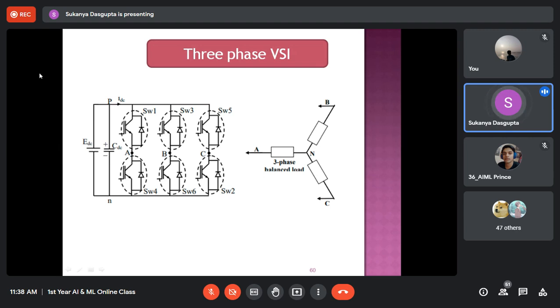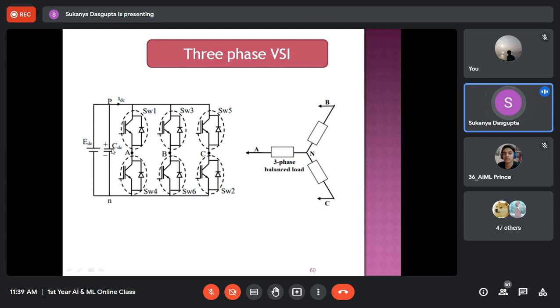Here I have taken a fixed, stiff DC voltage source across the input side in parallel with a capacitor. You can see this is the capacitor, whose initial voltage must be equal to the input DC bus voltage, which is EDC here. It is present to eliminate the ripple present in the DC input voltage. Now, in the three-phase configuration, three limbs or three legs are required.